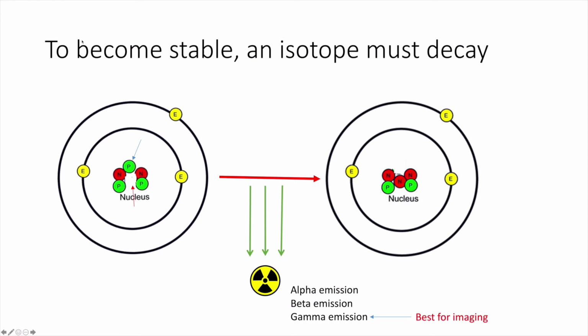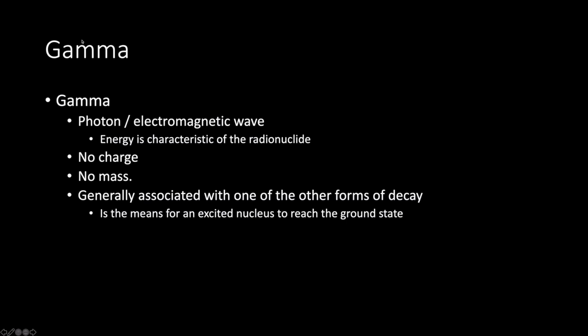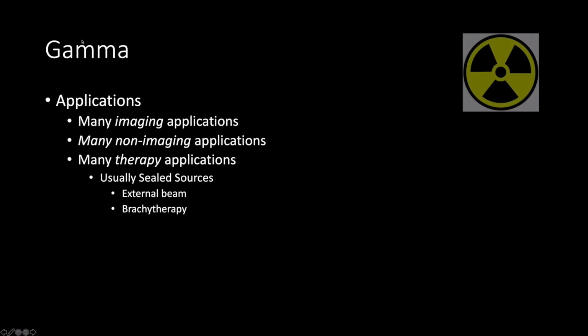But gamma imaging is the radioactive emission that we are most interested in nuclear medicine. This is the best for imaging. And gamma emissions are effectively photons of the electromagnetic spectrum with an energy very characteristic of the originating radionuclide. And in stasis, it has no charge or no mass and is generally associated with 1 or more forms of decay, in which the excited nucleus, as I showed earlier, was trying to get to a more relaxed ground state. And it has many imaging applications, many non-imaging applications, and many therapy applications as well. So gamma energy is what we're really trying to harness from radioactive decay.